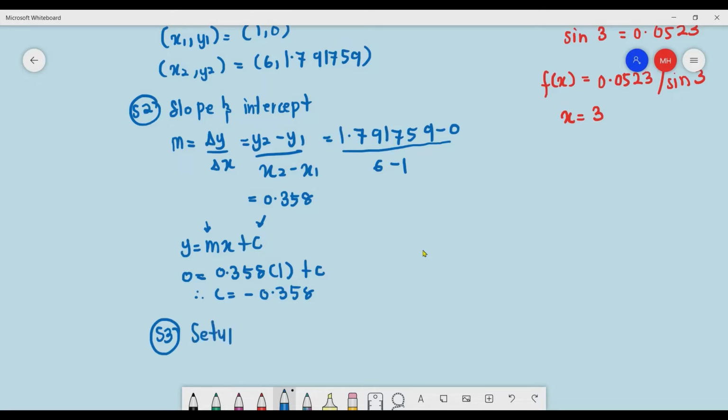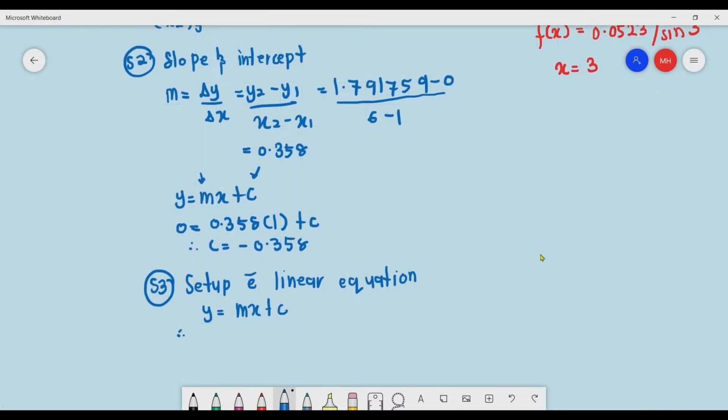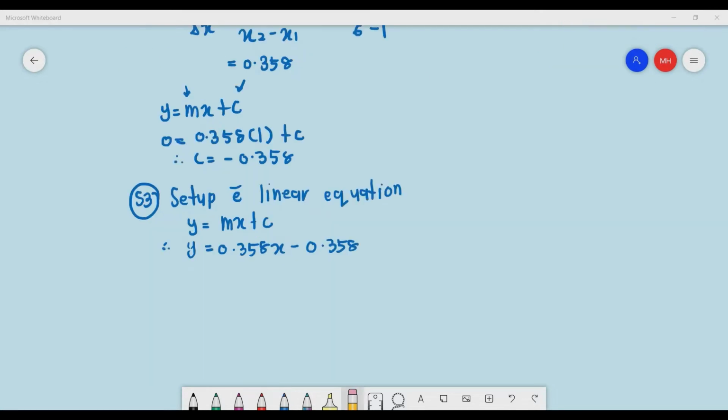After you find the slope and intercept, step number 3, set up the first order polynomial equation, or the linear equation. Just substitute back what is m and what is c. So y equals mx plus c, therefore y equals 0.358x minus 0.358. Easy, right?